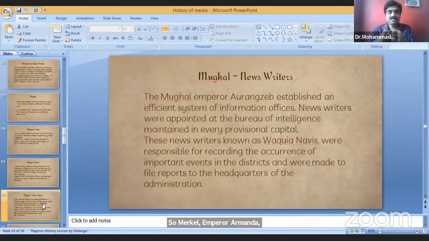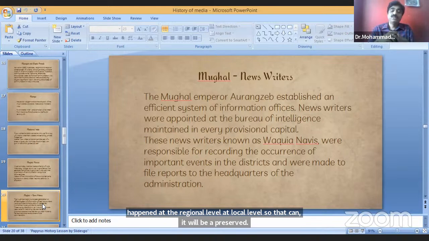offices and news writers. First they identified the system. They would identify one person with the responsibility to write down the activities, whatever happened at the regional level and local level, so that it could be preserved and passed on to the head, to the ruler. So that is the way.